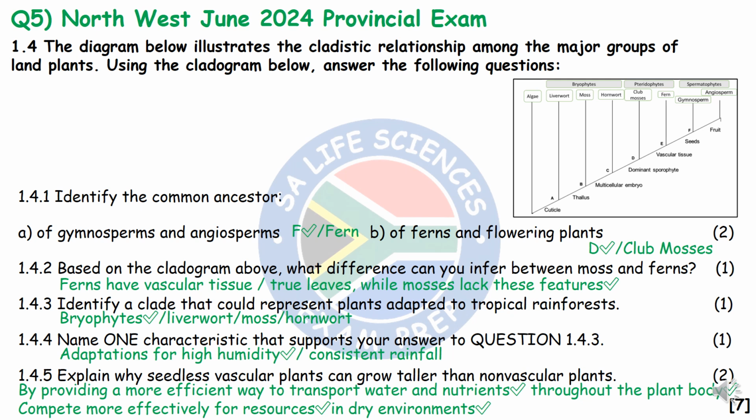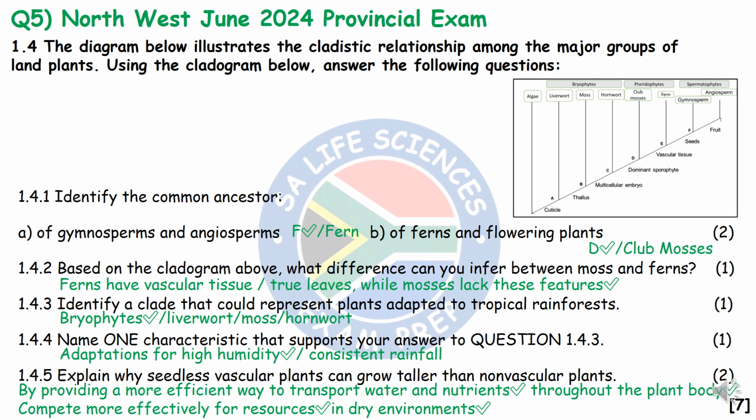Question 1.4.3 says, identify a clade that could represent the plants adapted to tropical rainforests. So when the question says clade, it just means branch. So which branch on this family tree basically represents plants adapted to tropical rainforests? So those would be the mosses. Remember, mosses grow very close to the ground. They are highly dependent on water, so they need rainy weather or very moisture-rich areas in order to thrive because they need water for fertilization.